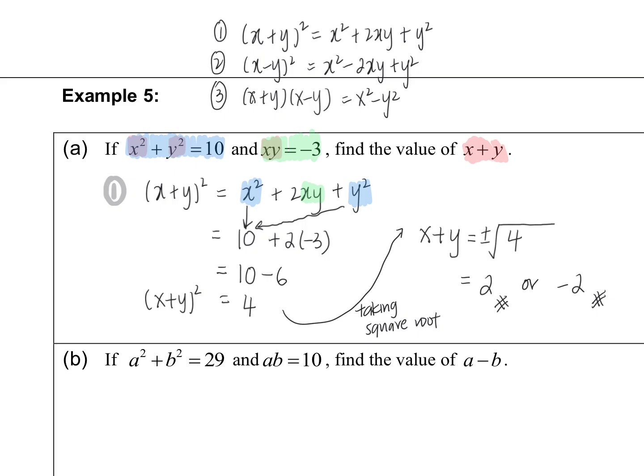Okay, let's look at part B now. 1, 2, 3. Which one should I use? So I should use number 2, right? Can you see if I use number 2? Instead of x and y, I change to a minus b. This is what I have. I'm using number 2.